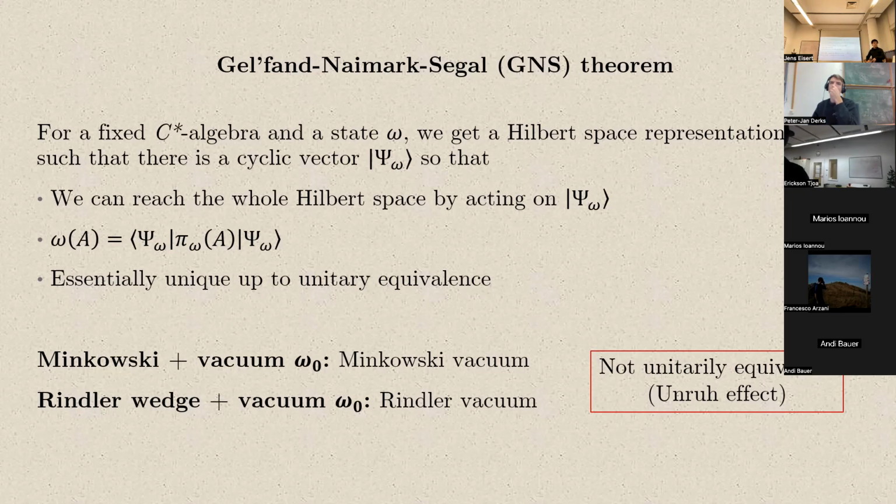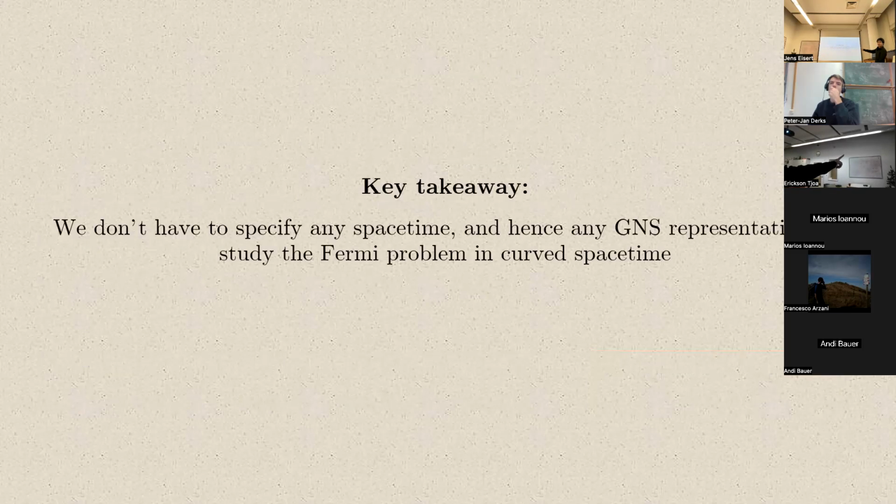So this is something that I think is not very clearly described everywhere, but essentially the Unruh effect is just a statement that two people use the same vacuum for two different subalgebras and they get different answers. But this never happens in quantum mechanics. This is one of the nice things I learned about algebraic quantum field theory: finally the Unruh effect makes sense. Now, the key takeaway is that in what follows, the argument for the Fermi atom doesn't require me to specify what spacetime I mean, or which GNS representation I pick, or anything else.